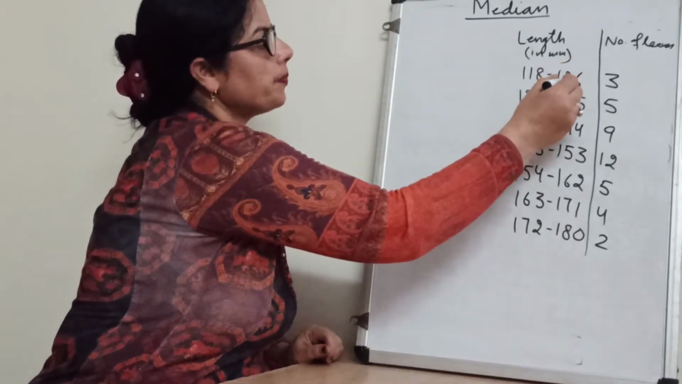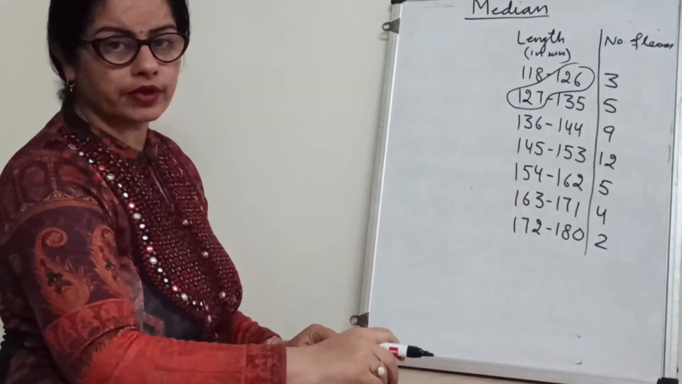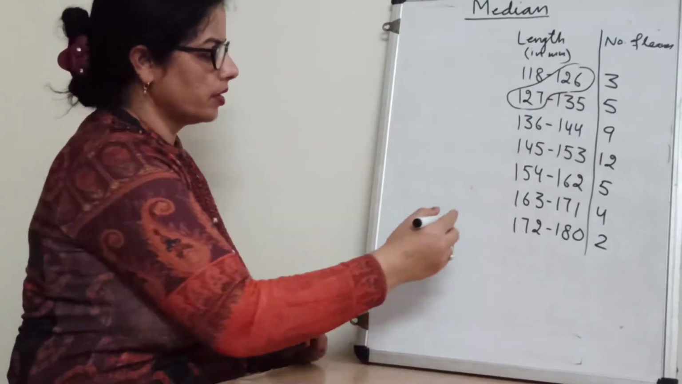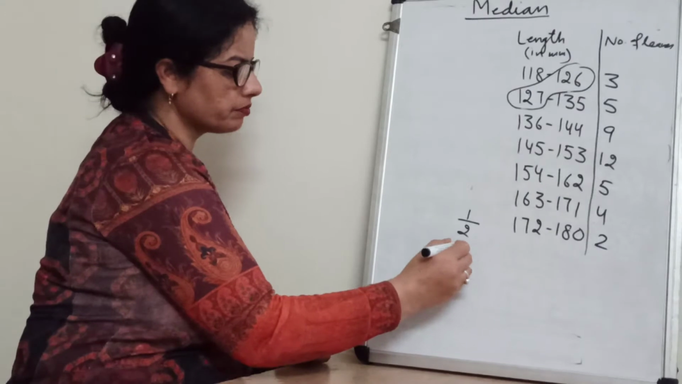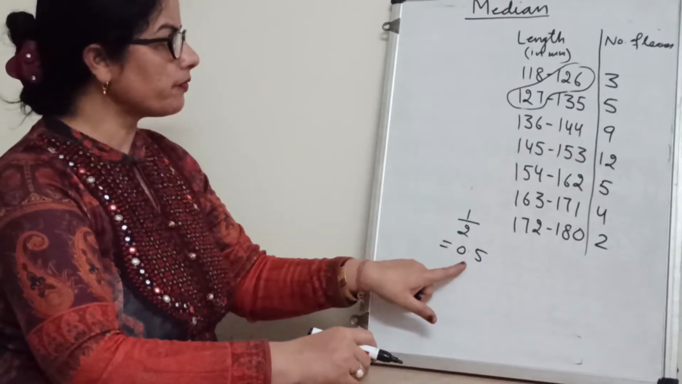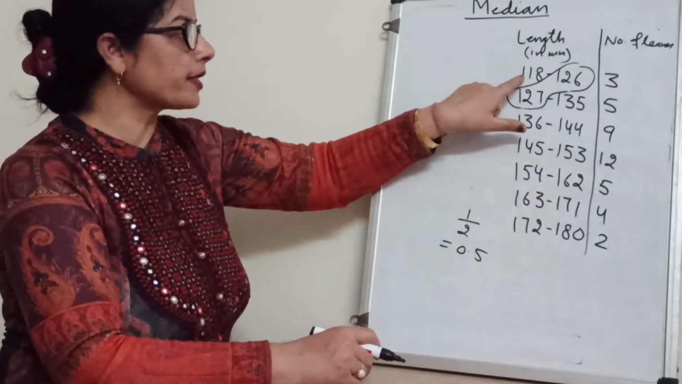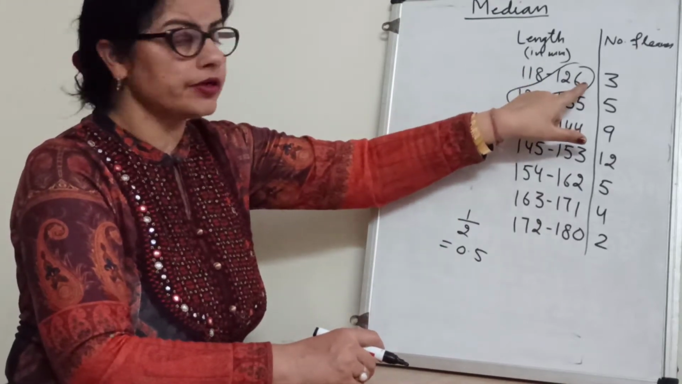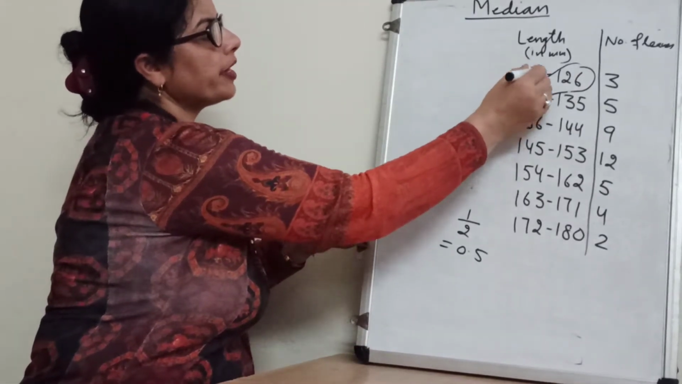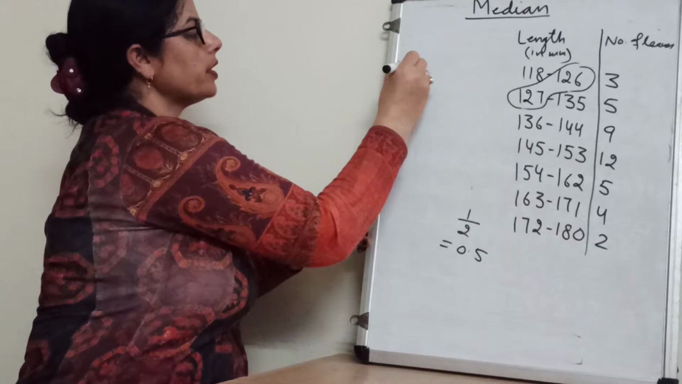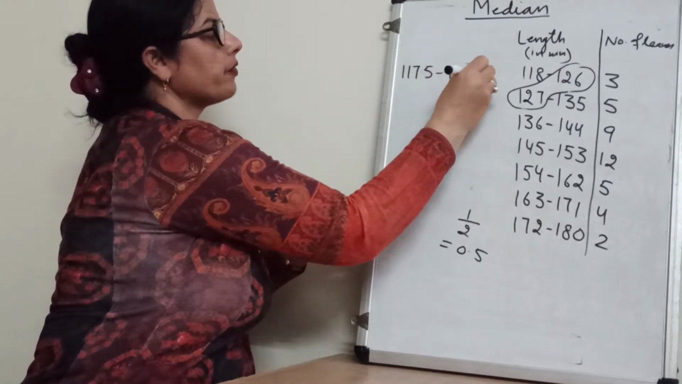First we will see the upper limit and the lower limit of the next class. See the difference of them. The difference is 1, and we will divide the difference by 2. See what will come? 0.5. This result we will subtract from the lower limit and add to the upper limit. If you subtract 0.5 from 118, it will be 117.5, and this will be 126.5.